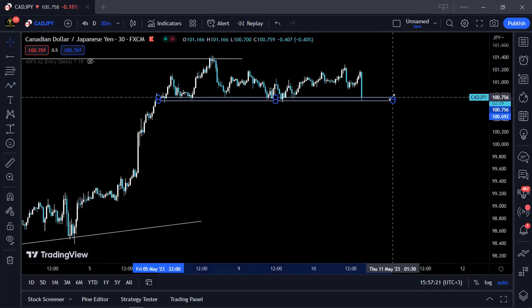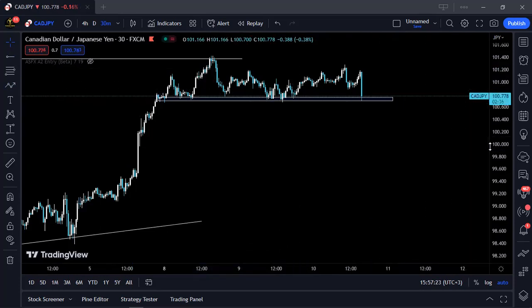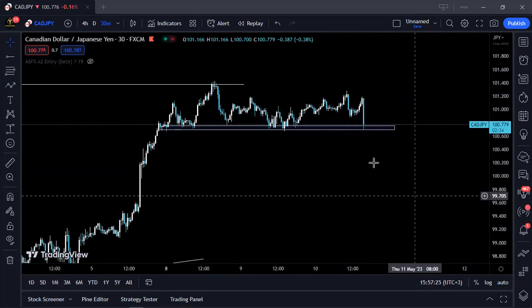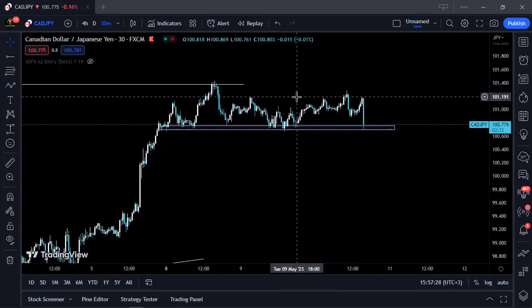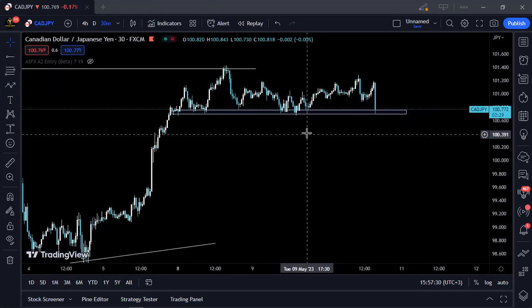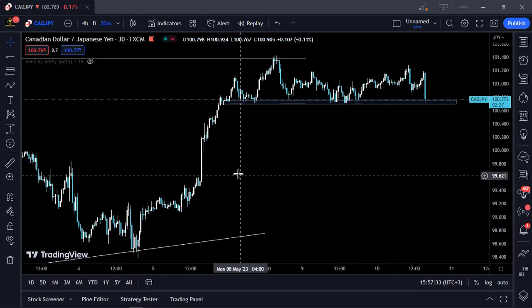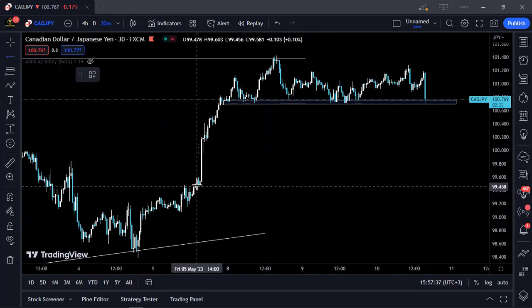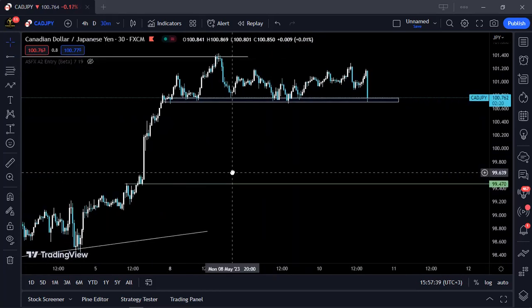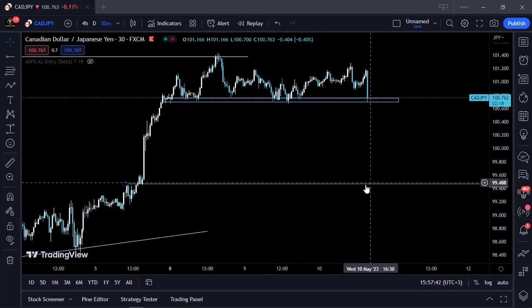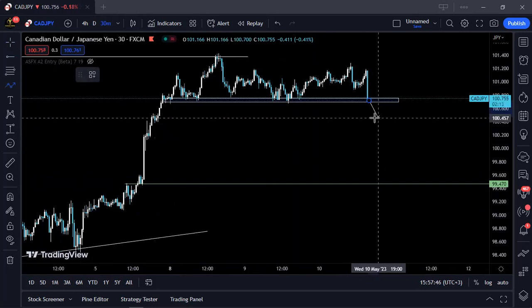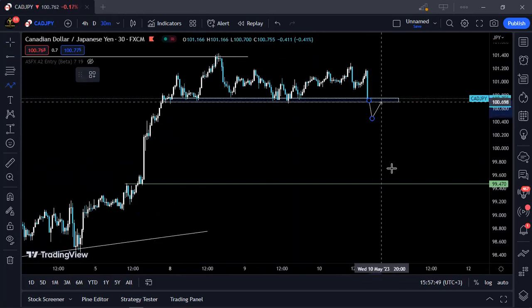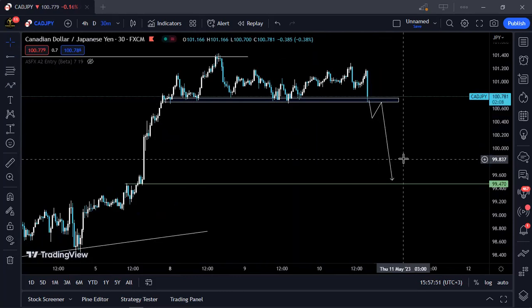So with CADJPY, prices haven't broken below this low, although we see this crazy bearish momentum kicking in. It's undeniable, it's very strong. However, prices haven't broken below that yet. So I'll be looking for prices to sell should they break below here, and these will be my first targets. There. And there you have it, ladies and gentlemen.